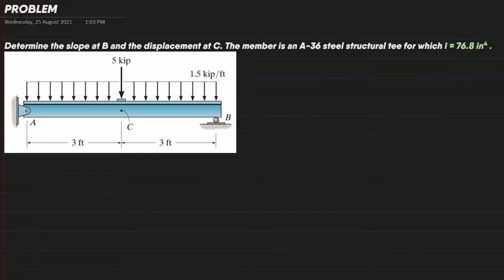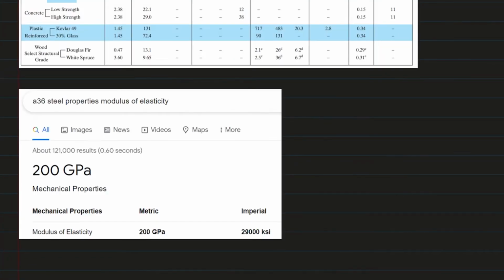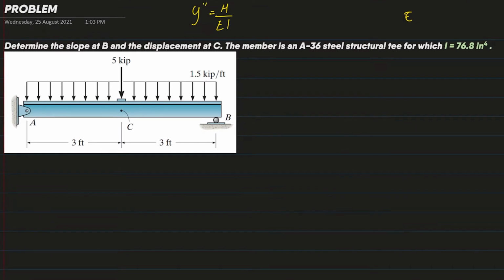Let's start. How are we going to start this problem? I think we need to write first the formula. That's the first step. I-analyze natin kung anong meron tsaka anong wala. So, y double prime is equal to M over EI, di ba? Now, our E is given na, di ba? Sabi ko kanina, ang E natin from this Google search is 29,000 KSI. E is 29,000 KSI and our I, or the moment of inertia, is 76.8 inches to the 4th power.